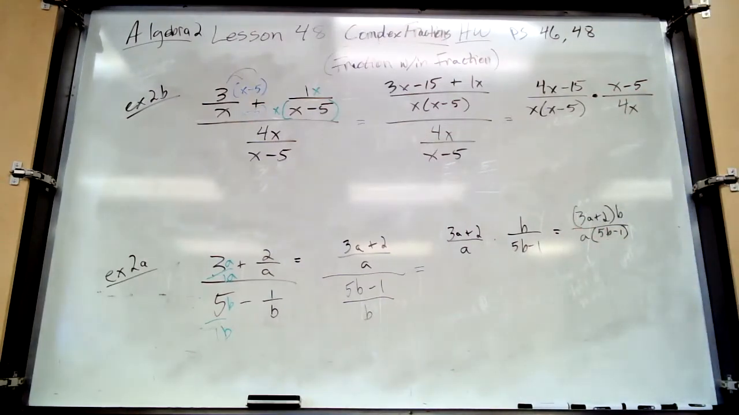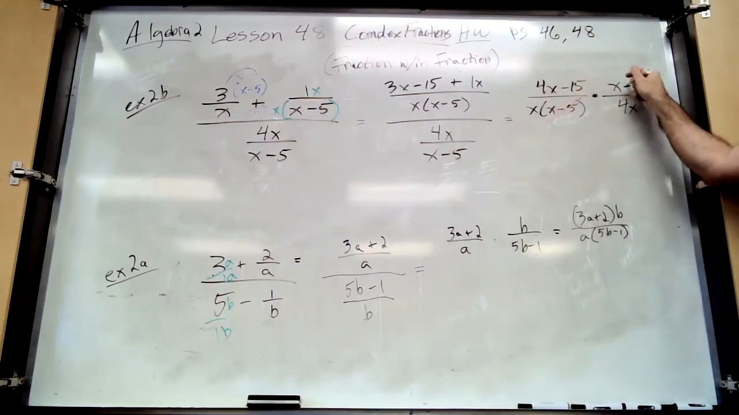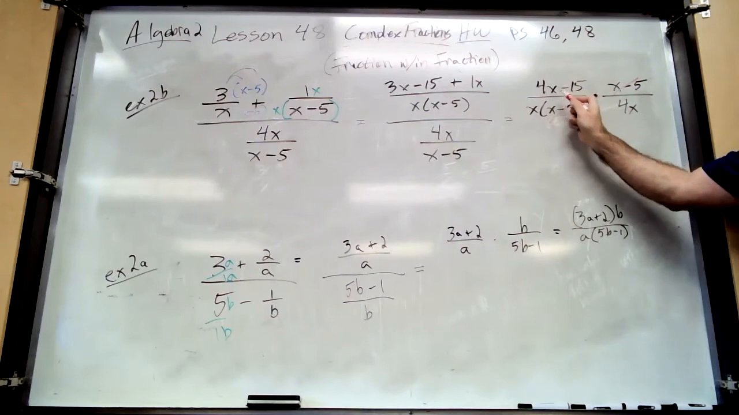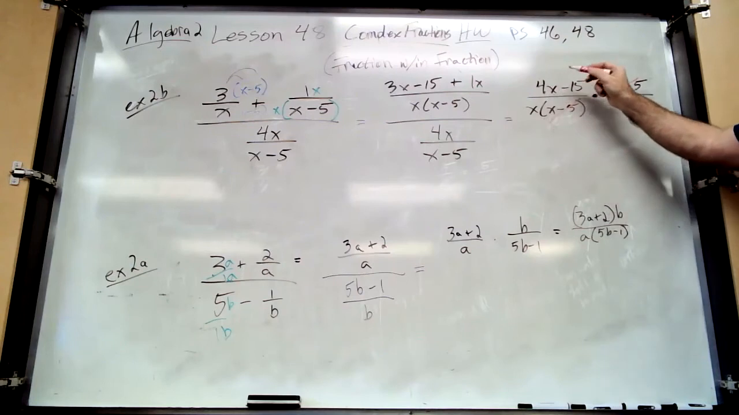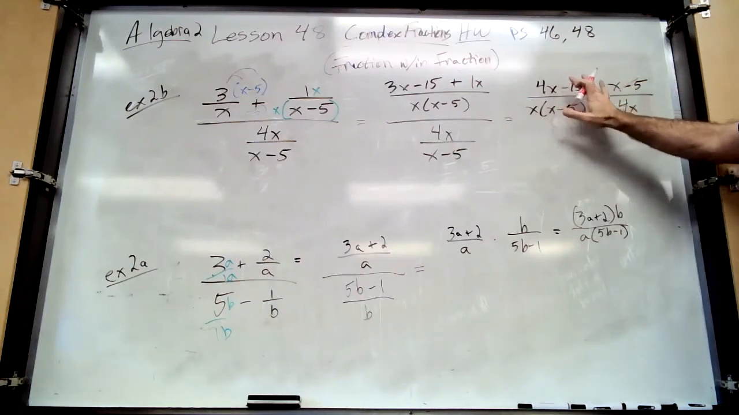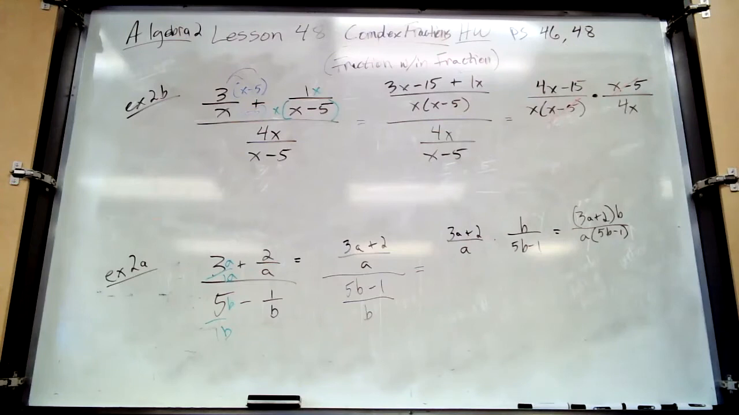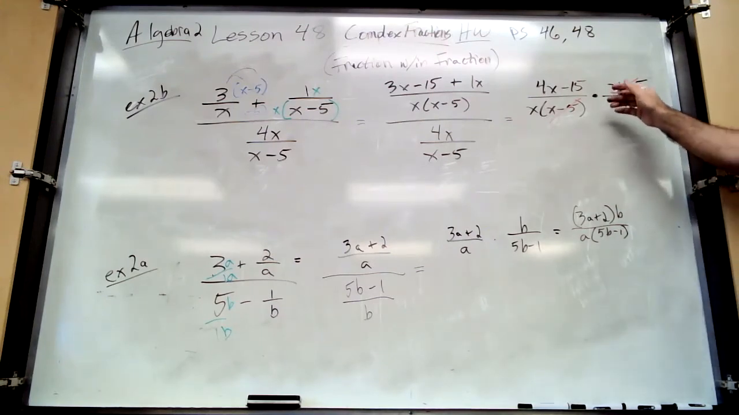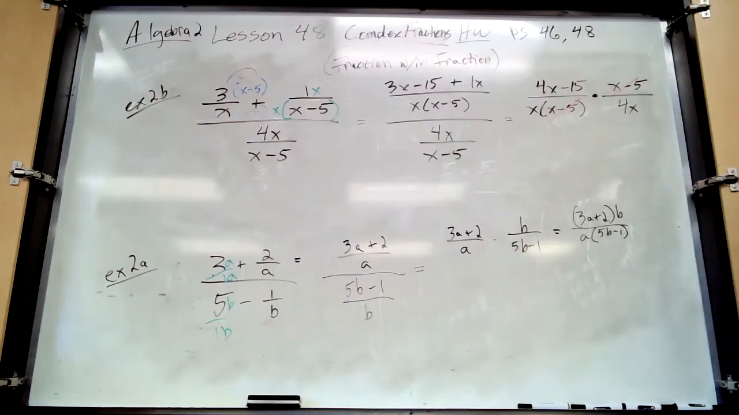Now, what can you cancel? Be careful. Just the x minus 5s. Why can't you cancel that 4x? Because this 4x is not being multiplied by something. The 4 and the x are multiplying each other, but if this were 4x times a parenthesis, then you could cancel those. But you can't cancel something that's being subtracted and then divided. You can only cancel something that's being multiplied and then divided. So the only thing you can cancel is those x minus 5s.